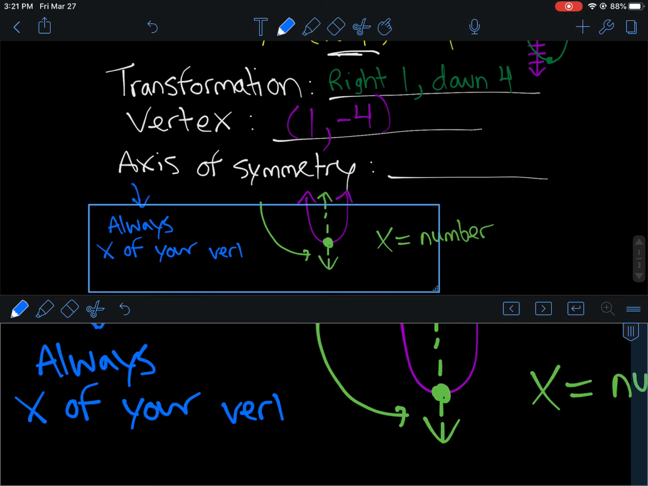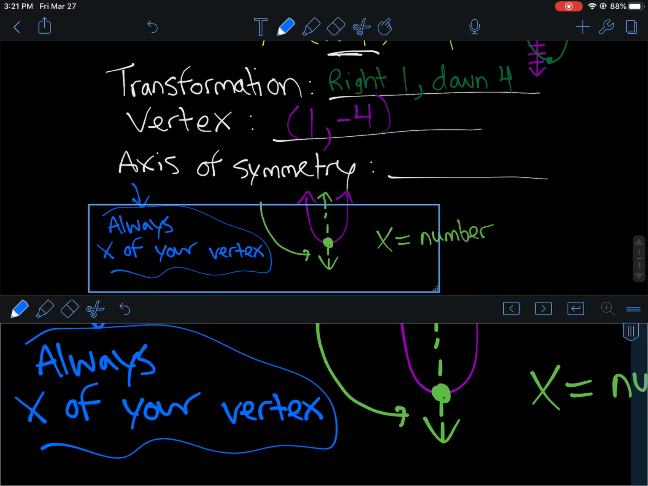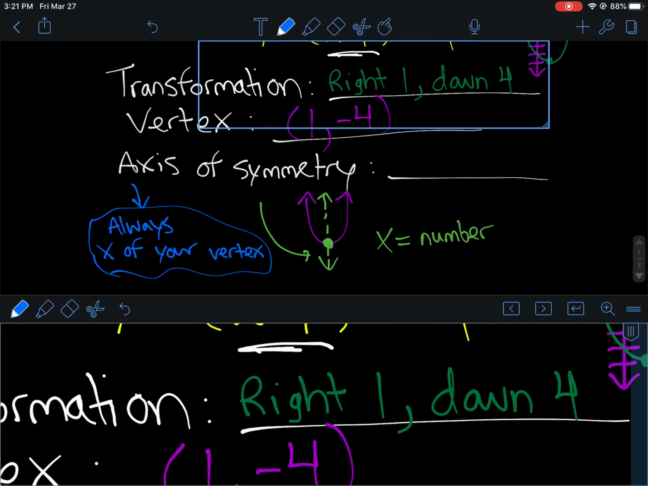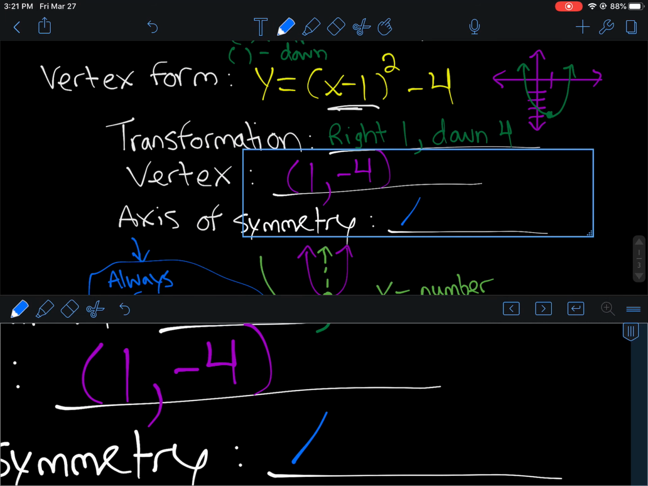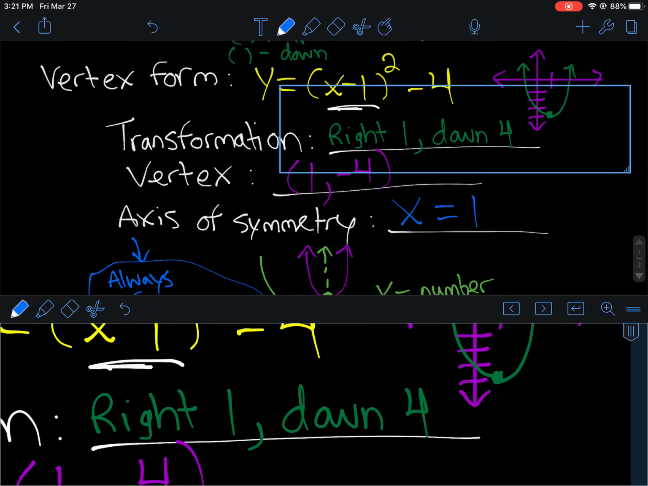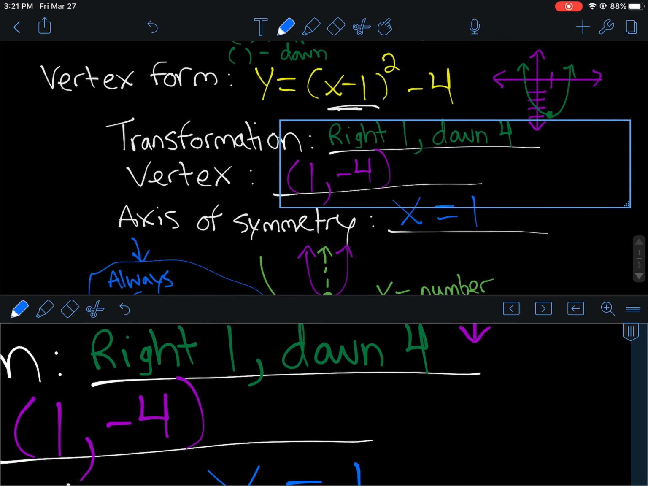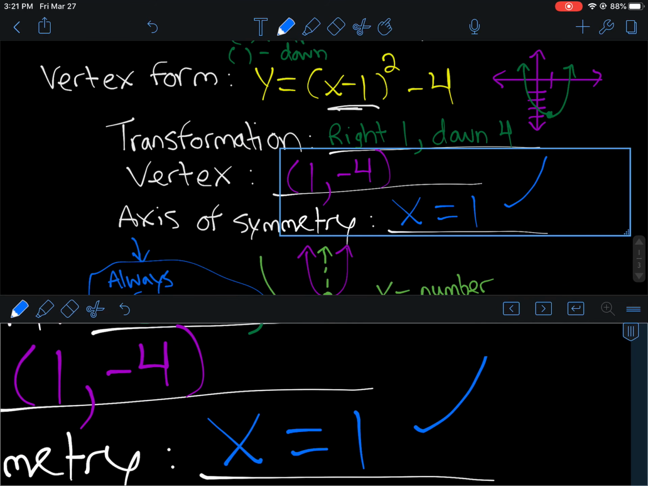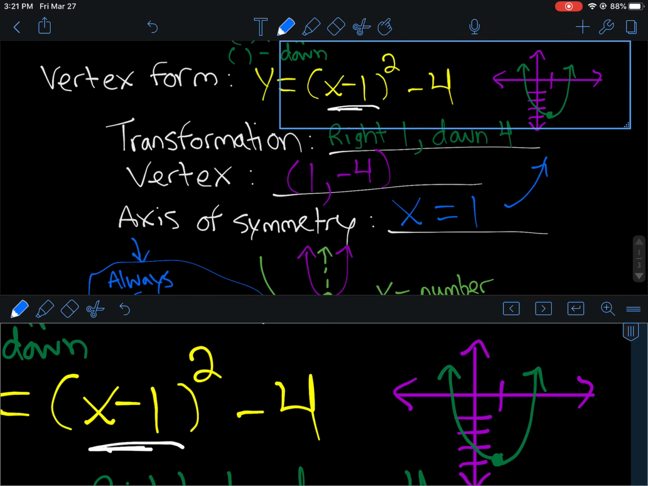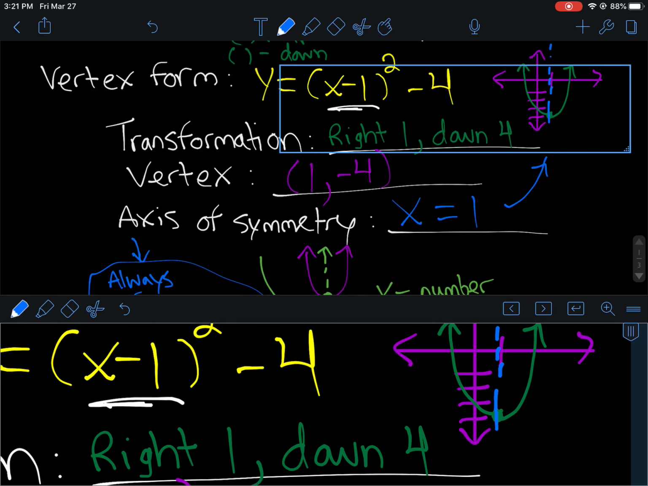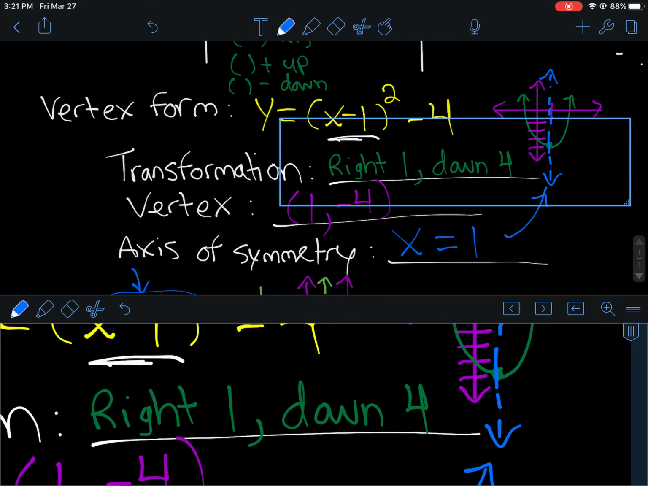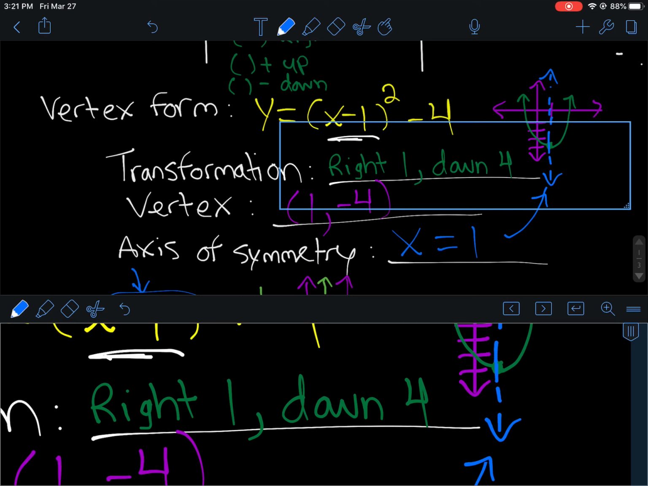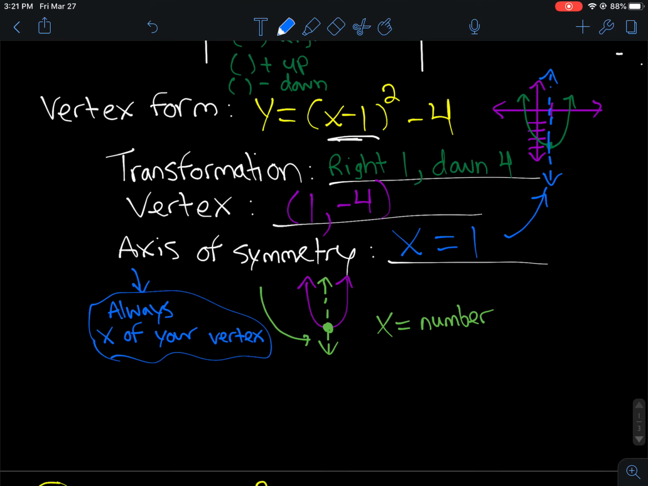So if you want to write that down or remind yourself, the axis of symmetry is the x of your vertex. If you look here, what's the x of our vertex? Well, it's 1. So my axis of symmetry is x equals 1. You don't need to graph this ever really, but if I had to graph it, the axis of symmetry is this vertical line going through 1 that cuts the parabola in half. It makes it symmetric, what we say. So that is the axis of symmetry right there. But anyways, what you need to know is it's always the x of your vertex.